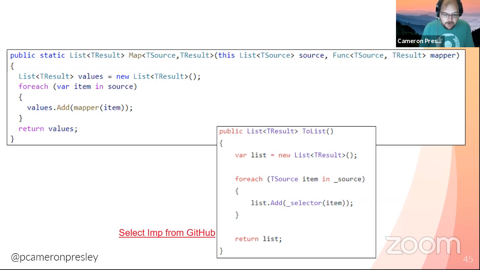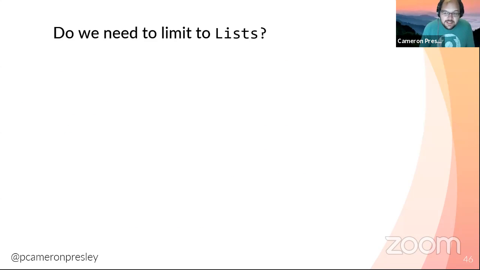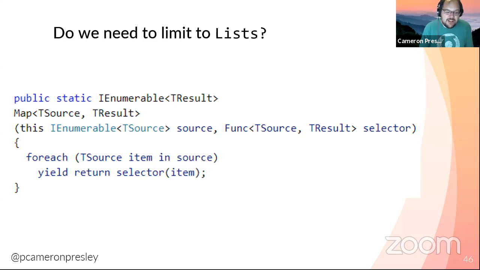How are we doing so far? Fantastic. I've got one question. Yeah, go for it. Rob asks, could we yield return instead of creating a list? Okay, cool. So do we need to limit to lists? Absolutely not. We can totally just use yield return. So thanks, Rob. I appreciate you leading me on in a good way.